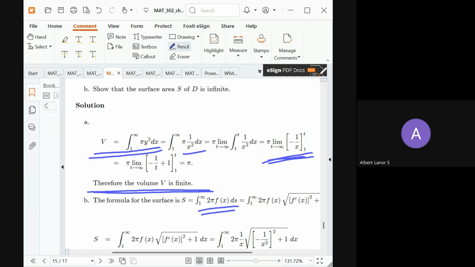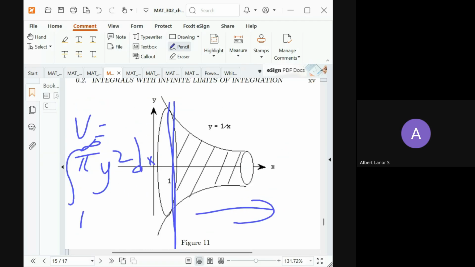Yeah, Mr. Malcolm. Sir, please, according to the formula for the volume, it is pi integral from 1 to infinity of y squared. But we had the distance as 1 over x squared. I didn't understand. Oh, the function is 1 over x. So when you are finding y squared, see, the function is here, 1 over x. Y is equal to 1 over x. So when you square, it will be 1 over x squared.